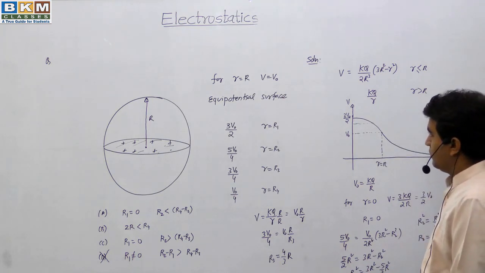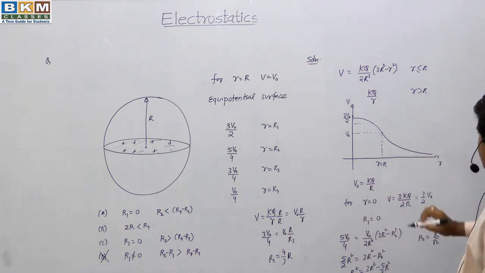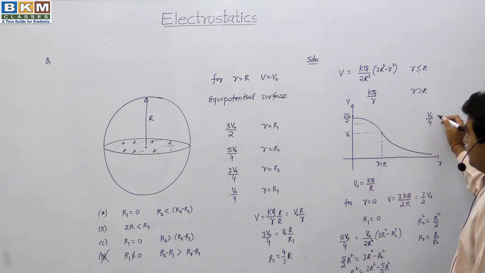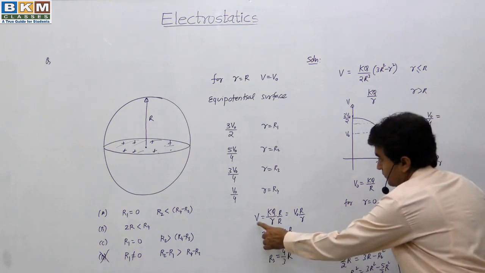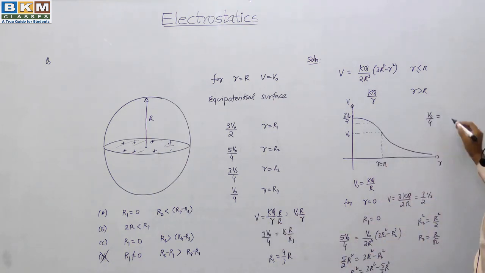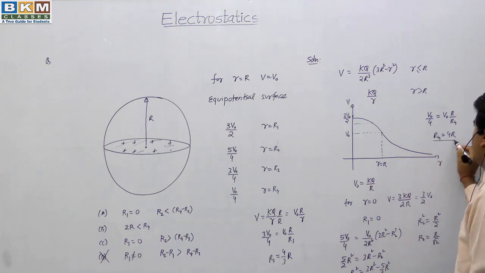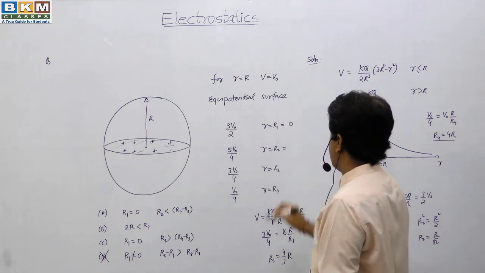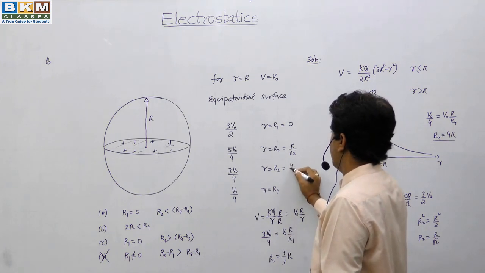Next is r4. For r4, again we can use this formula. Our potential is V0 by 4, so V0 by 4 is equal to V0 R upon r4. So r4 is equal to 4R. So we have r1 is 0, r2 is R by root 2, r3 is 4 by 3 R, and r4 is 4R.